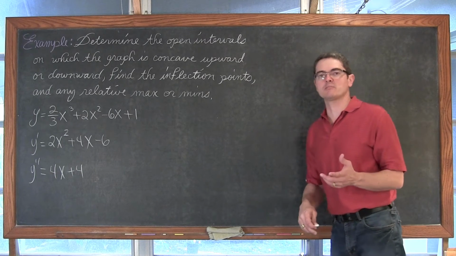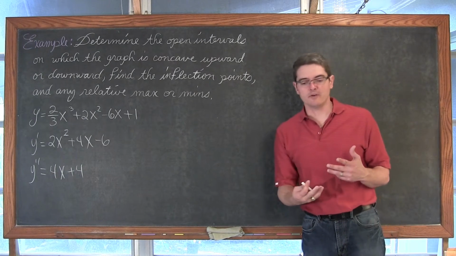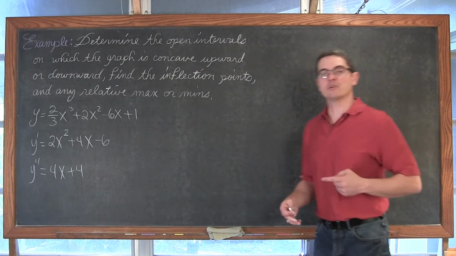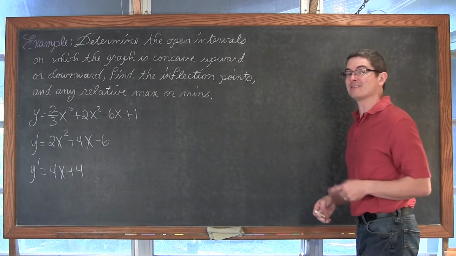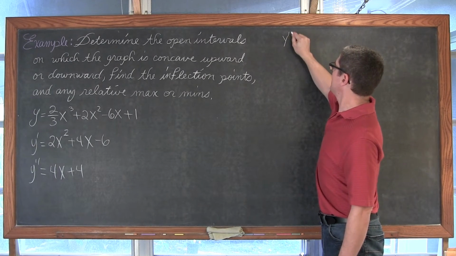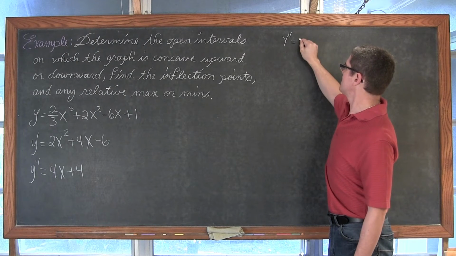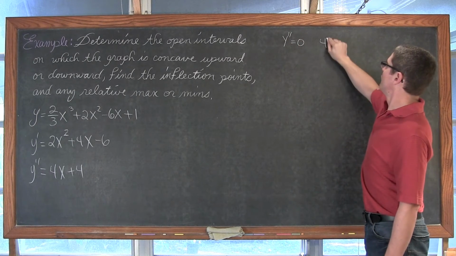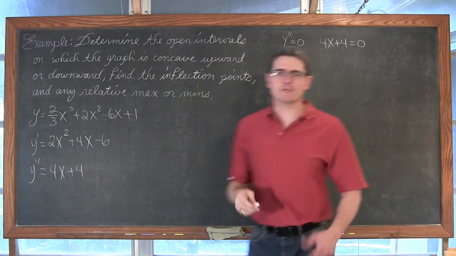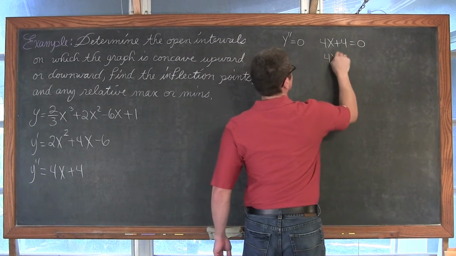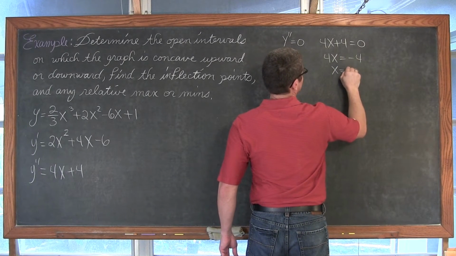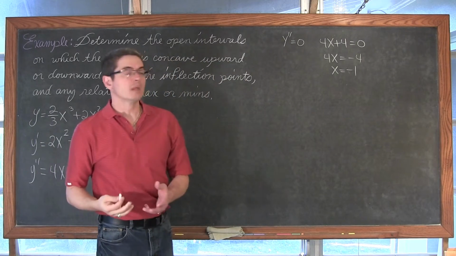Okay, now remember those inflection points and the changes of concavity occur where the second derivative is equal to 0 or undefined, or that original function has a discontinuity. We already know that does not, so we're going to take a look at the second derivative, and we're going to look for where y double prime of x is equal to 0. So we have 4x plus 4 is equal to 0. We're going to subtract both sides by 4. Divide by 4 and get x is equal to negative 1.